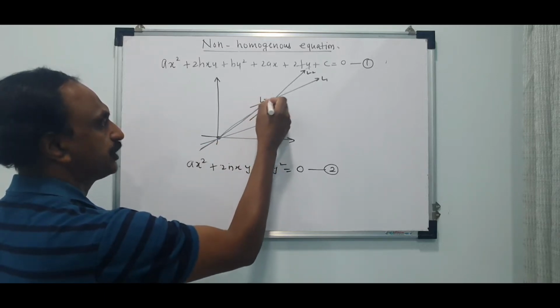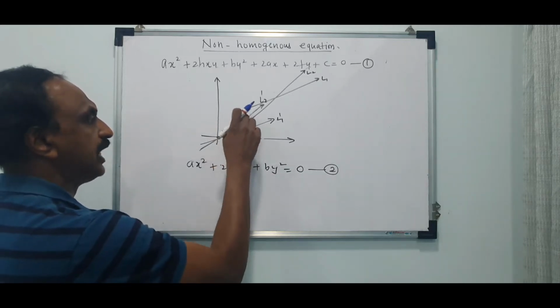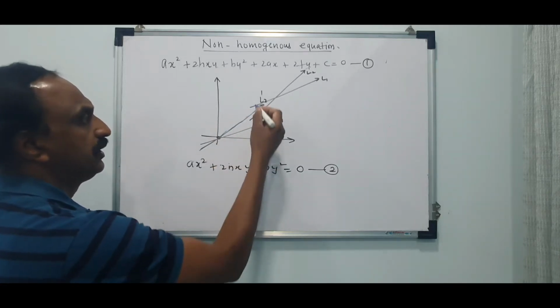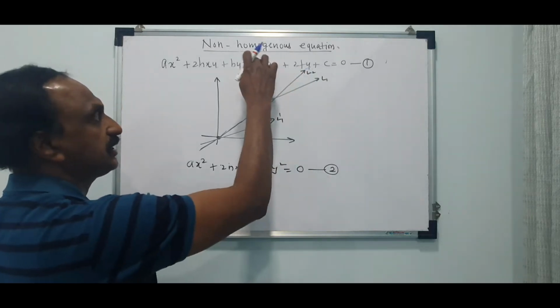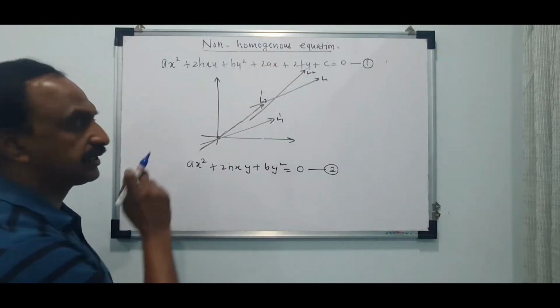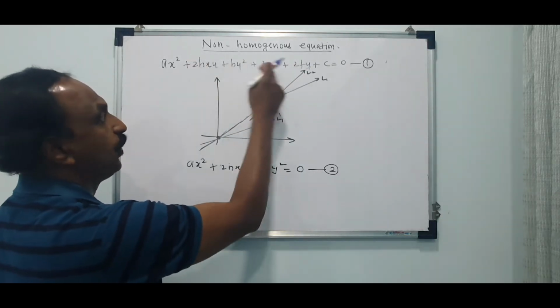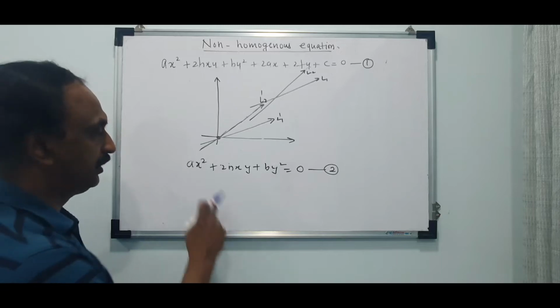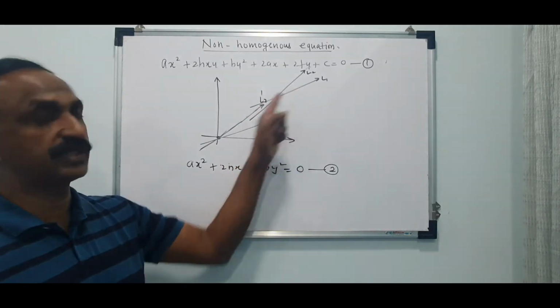This is L2 dash. L2 and L2 dash are parallel to each other. L1 and L1 dash are parallel to each other. If this represents this equation, then this will represent this equation. So what is the benefit? If I want to calculate the slope of the lines represented by this equation, I need to calculate the slope of the line represented by this, because both of them have the same slope.